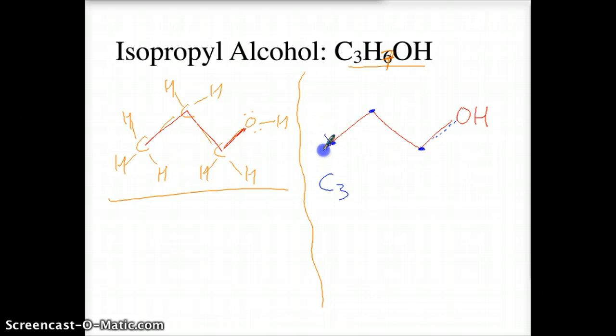I must have 1, 2, 3 hydrogens here to make 4 bonds. Excuse me, 1, 2, 3, 4, 5, 6, 7. So that's my H7, and then the OH.